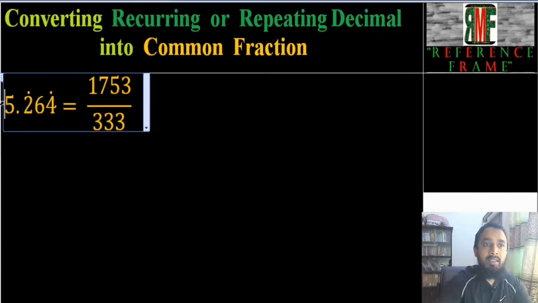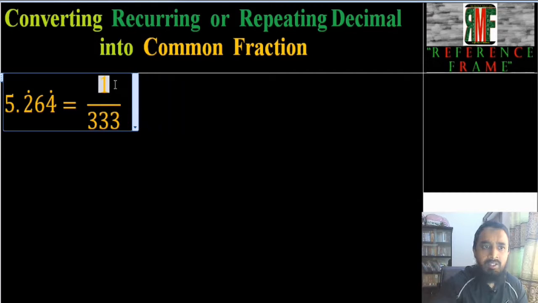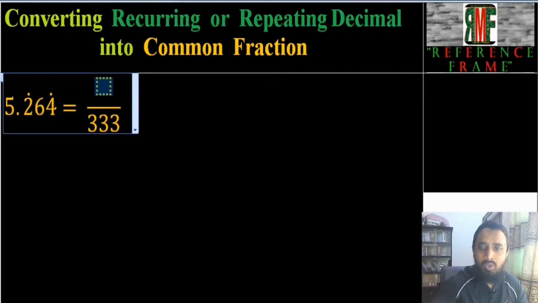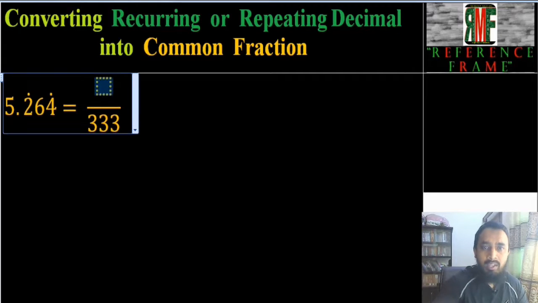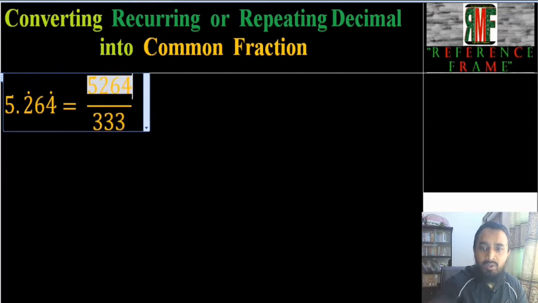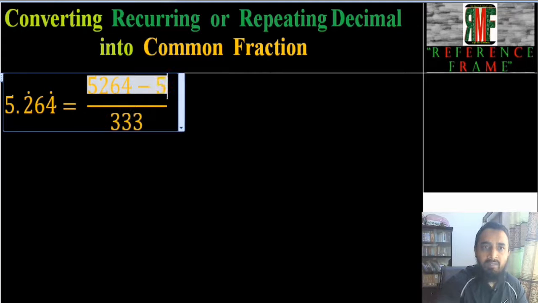So finding the link, what is the situation here? We have a situation here: 5264 minus 5 divided by 999.